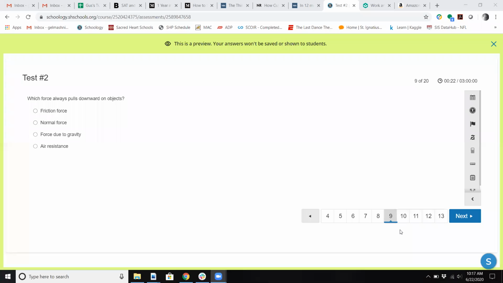Share screen. Yeah, so I'll make an adjustment to everyone's grade, so that's a good thing. Everyone's grade should go up, because I'm pretty sure everyone probably said force due to gravity.